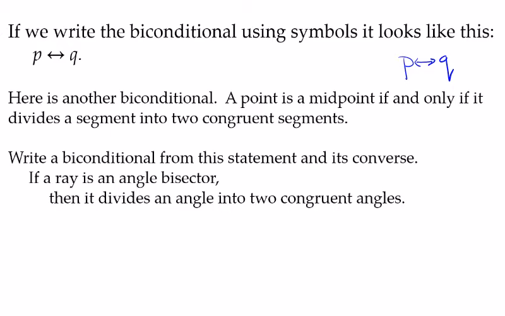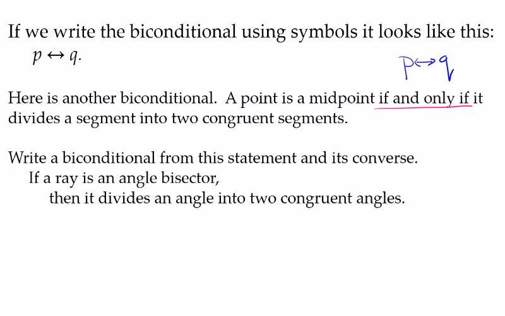All right, so let's look at another biconditional. Here it says a point is a midpoint if and only if it divides a segment into two congruent segments. So that means that if a point is a midpoint, it divides a segment into two congruent segments. And also, if a point divides a segment into two congruent segments, then the point is a midpoint.